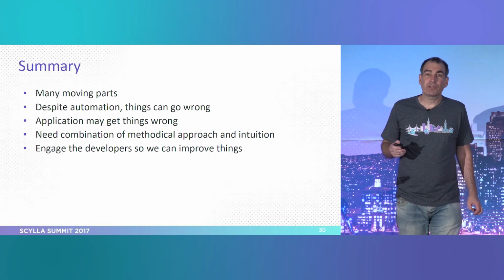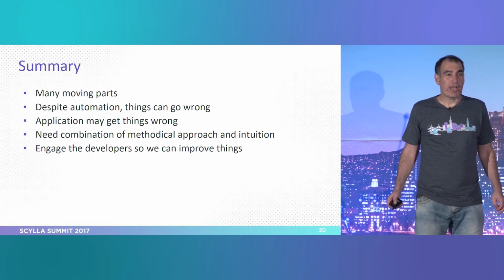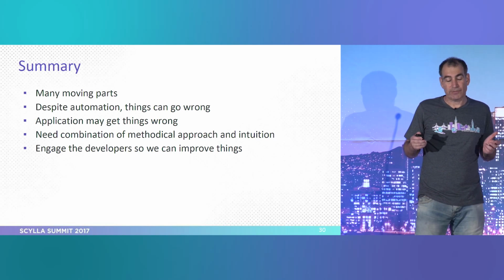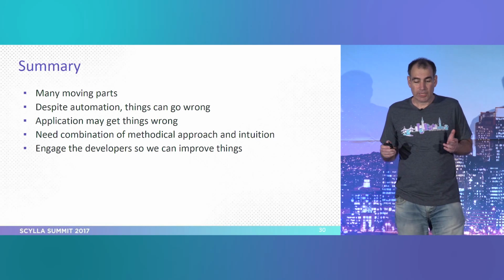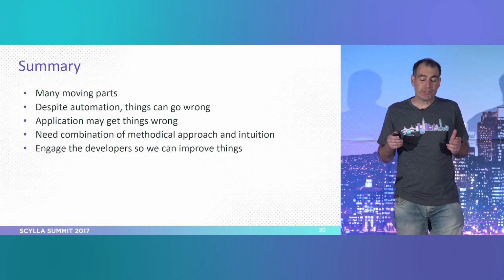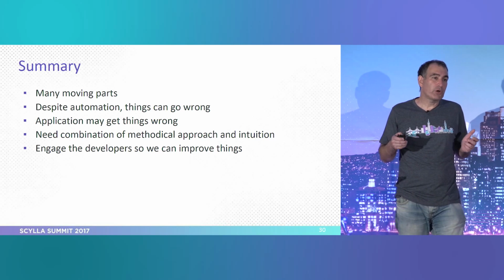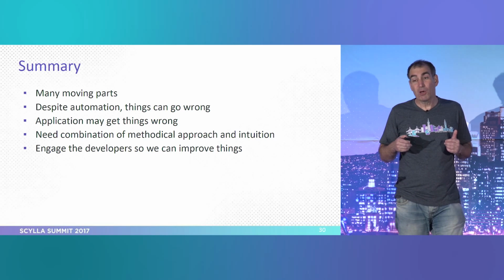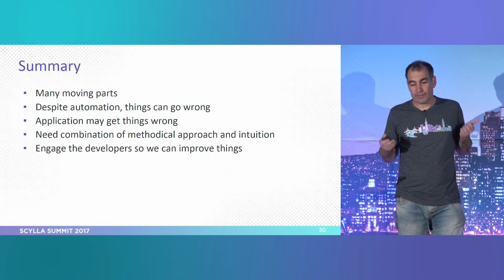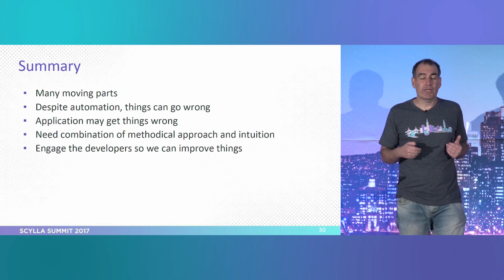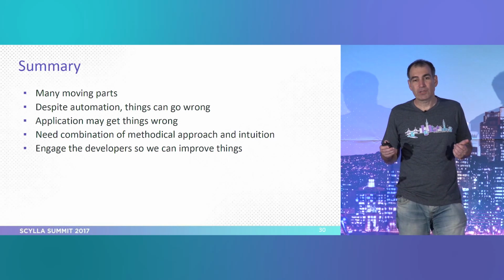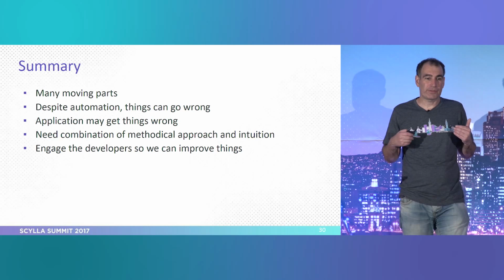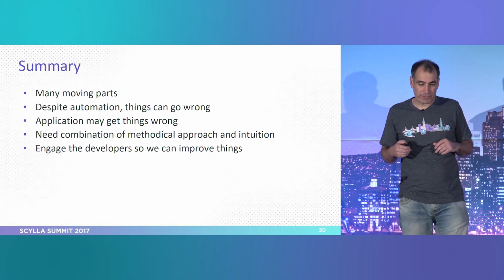So in summary, there are a lot of moving parts, and even though we try to automate everything, something can go wrong. The application might get things wrong, and you really need a combination of methodical approach. You need to make sure that you don't miss some things just because you forgot to look at them, but you will also need intuition, and that means spending some time looking at the system when it is performing correctly, so that you know the deviant behavior when you see it.